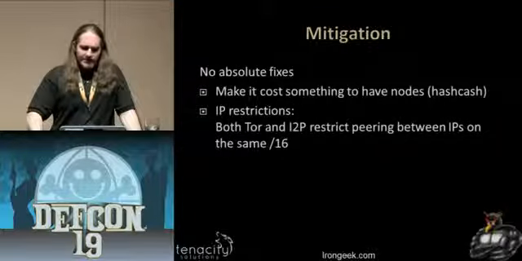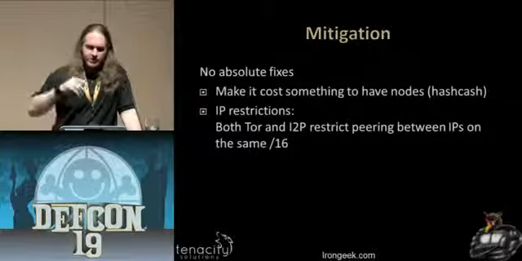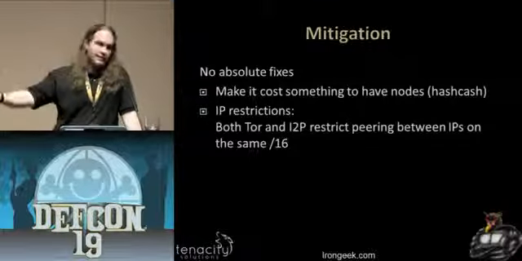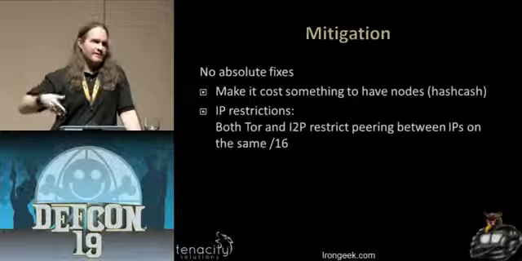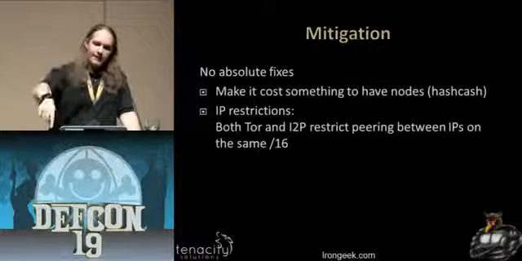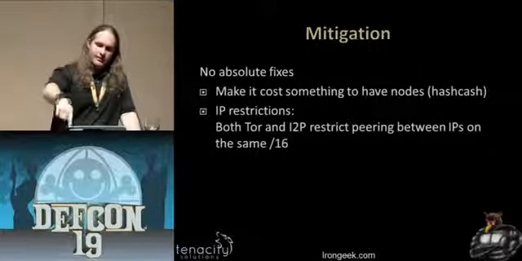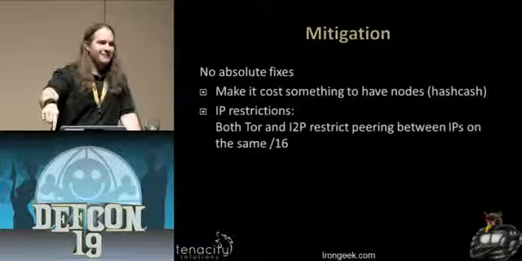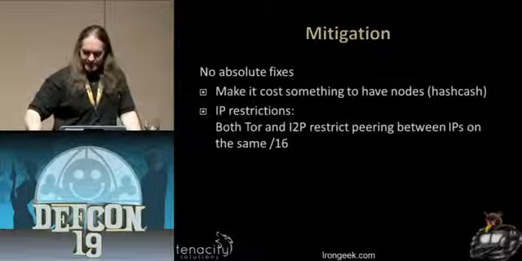Another mitigation that's out there, both Tor and I2P restrict peering between two nodes that are on the same /16 IP network. This is to keep you from hitting someplace and going, okay, you have a tunnel through this network, but all the IPs in your tunnel all belong to the same ISP, and they can look at all of it. That would not be so good for anonymity.